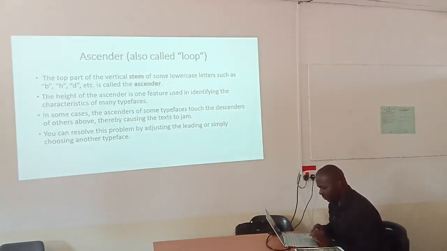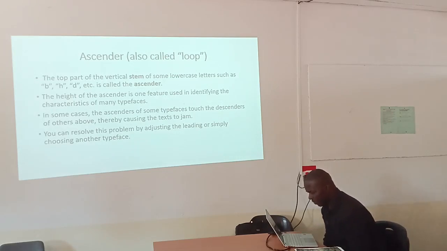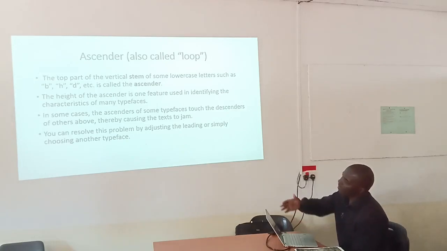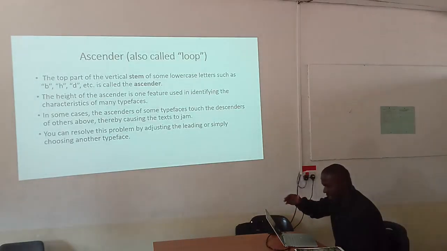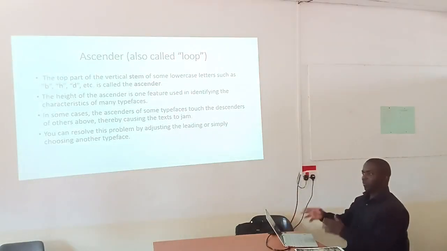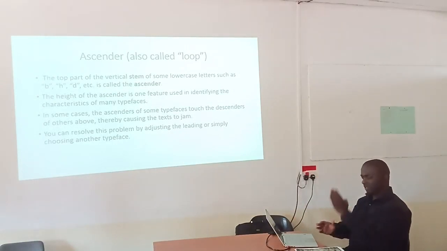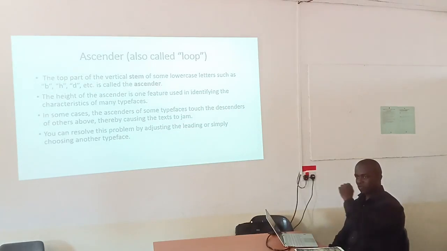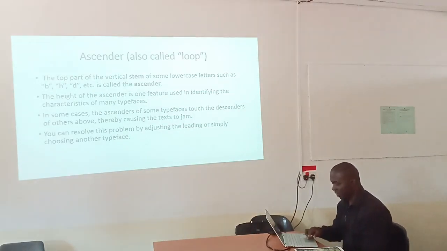So, the top part of the vertical stem, right? And we talked about that stem before, of some lowercase letters, such as B, H, D. So it's all about the lowercase letters. That's the vertical stem that is going upwards. That's the ascender we're going to be talking about.